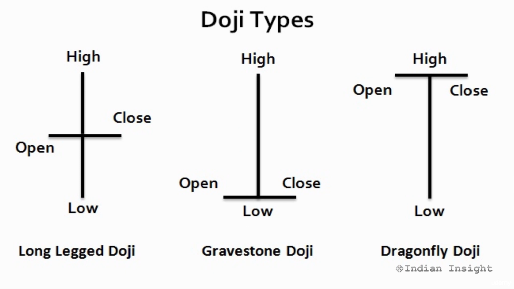Now, opposite of gravestone doji is the dragonfly doji. This pattern has a long lower shadow and no upper shadow. This pattern is considered bullish since the prices were able to recover back to the opening price even after trading substantially below the trading price for the entire period.